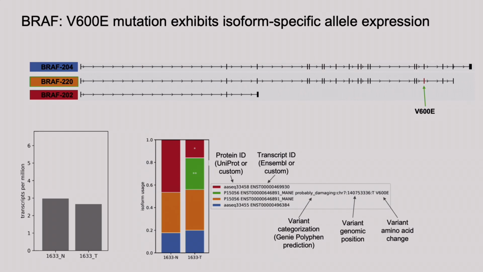Which is really cool and allows us to do much better functional prediction of the impact this variant is having. Interestingly enough, the BRAF 220 isoform is the canonical isoform for this gene, and so it probably is the one that is targeted by BRAF inhibitors. So this is a patient that you could pretty confidently recommend treatment by a BRAF inhibitor.